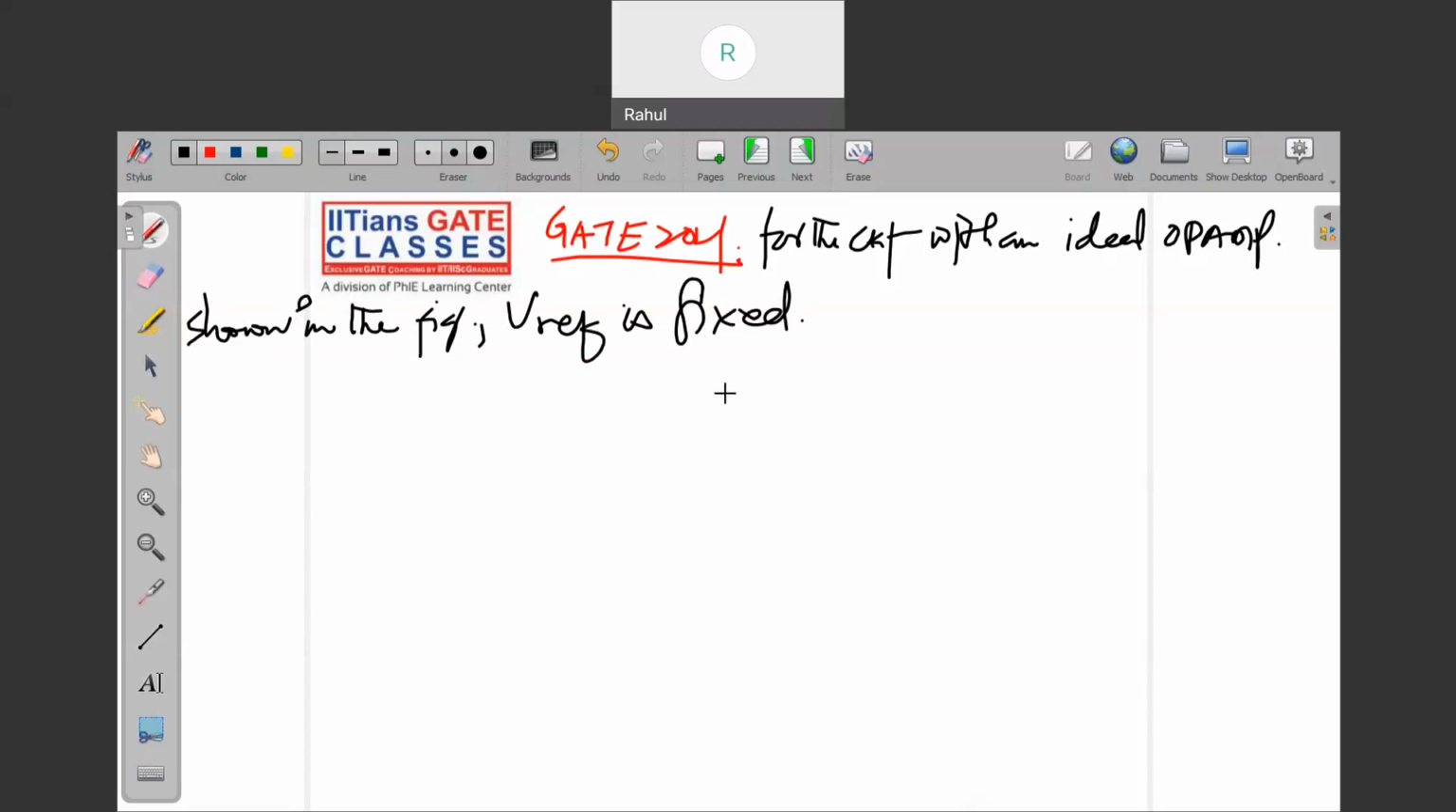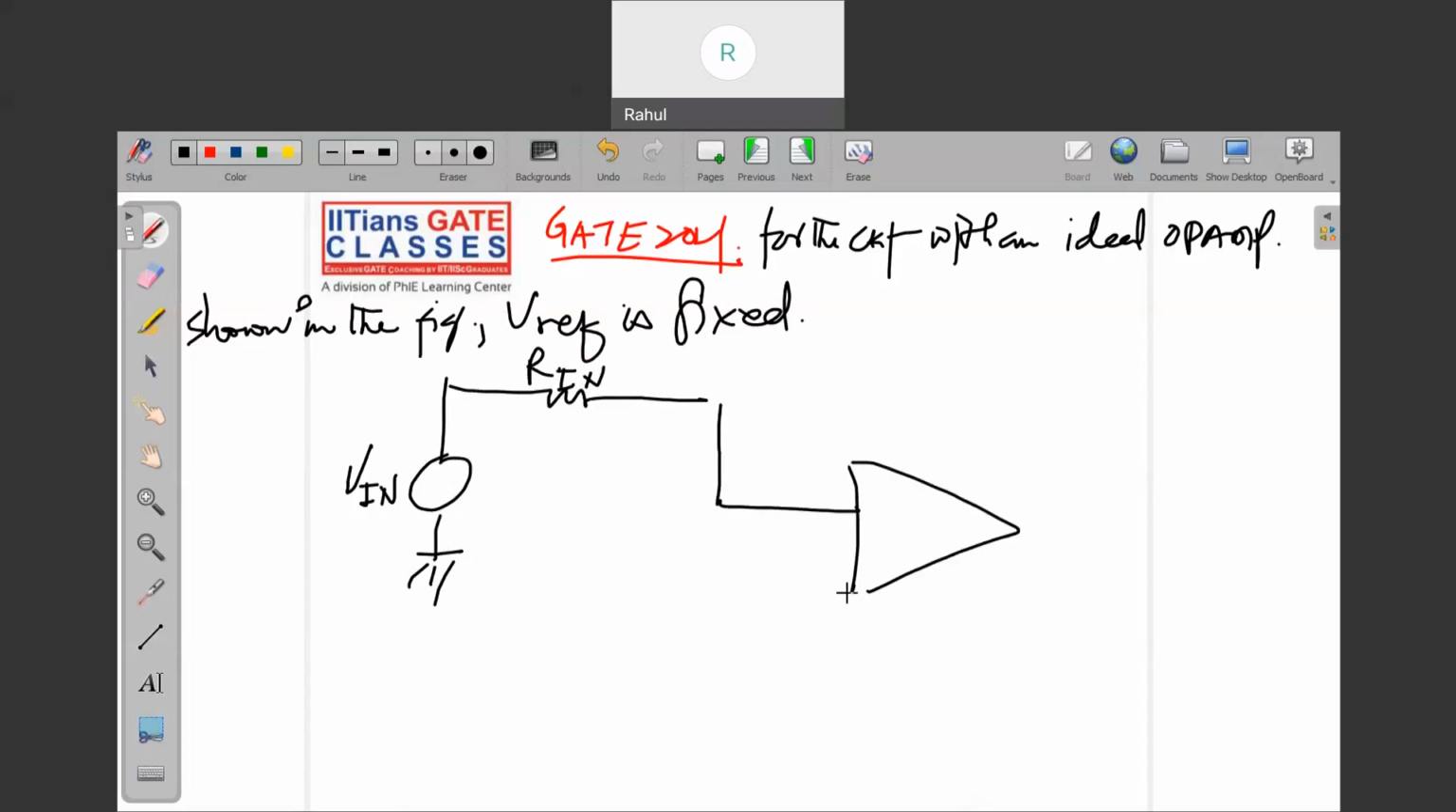Let me draw the circuit here and then we will see what question they have asked. This time they have given input in both the terminals, so it is a combination of inverting and non-inverting both. So again, you can apply superposition. Whenever many inputs are given, always apply superposition, and the op amp is ideal, so you can go for the virtual short concept.